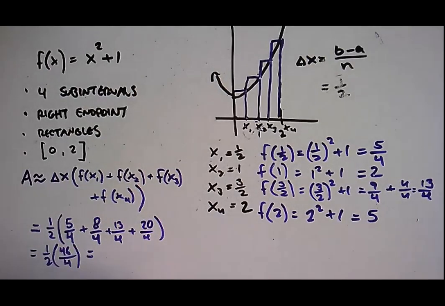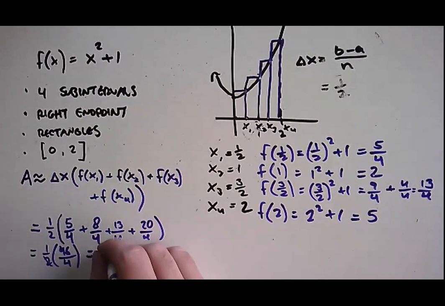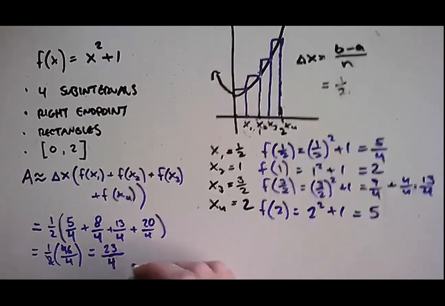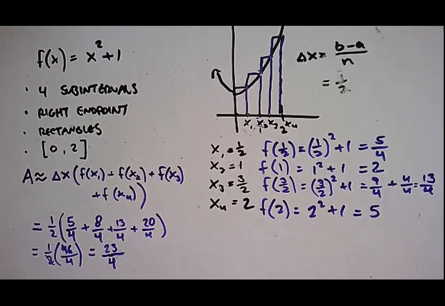I can do a little bit of simplifying before I multiply. I can divide a 2 from the numerator and the denominator, and that gives me 23 over 4. I divided 46 by 2 and divided 2 by 2 gives me 23 over 4. Right, and that's my final answer. That's my approximation for the area underneath the curve.